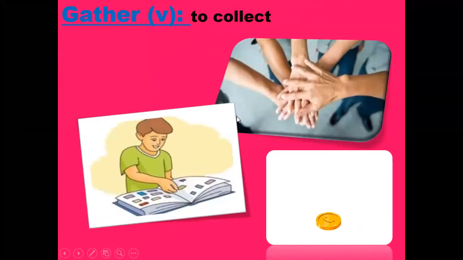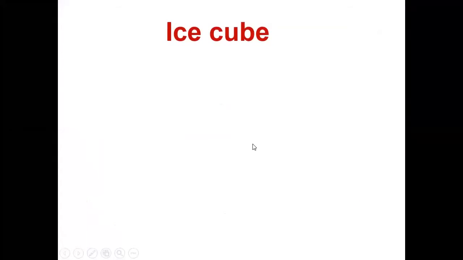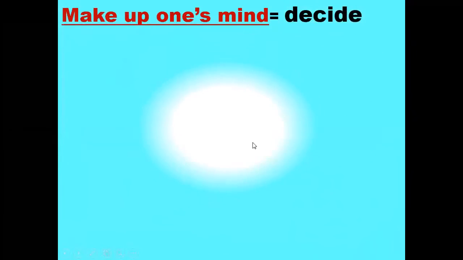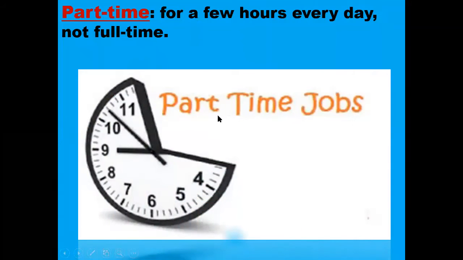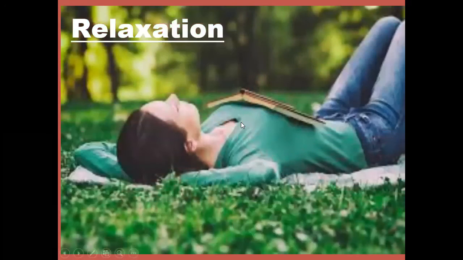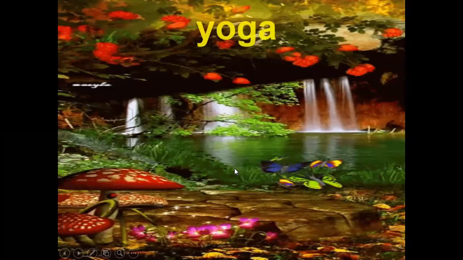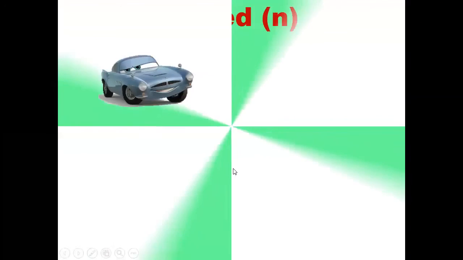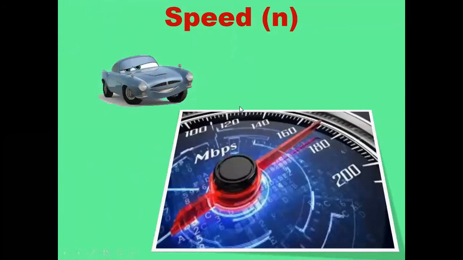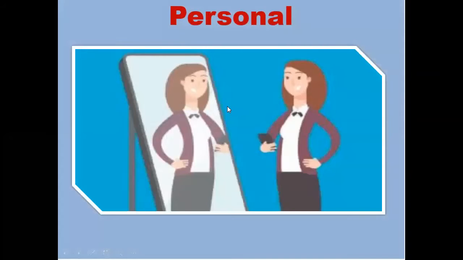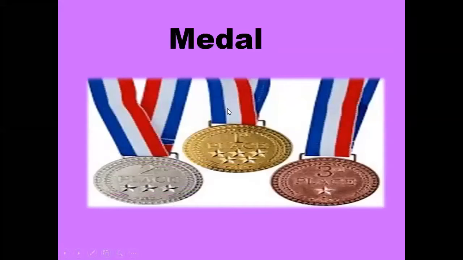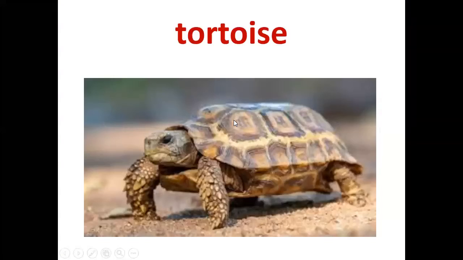Gather means to collect stamps, collect all the coins. Ice cube. Make one's mind, to decide to do something. It's an expression. Part-time, not full-time. For jobs, when you are in a part-time job, it's not full-time. Relaxation, to feel relaxed. Trick, to play a trick or deceive someone. Then we have the word yoga. Yoga is a sport. Speed, how fast is something. Speed, it's a noun. Personal, related to person. Medal, an award that you take after a competition.